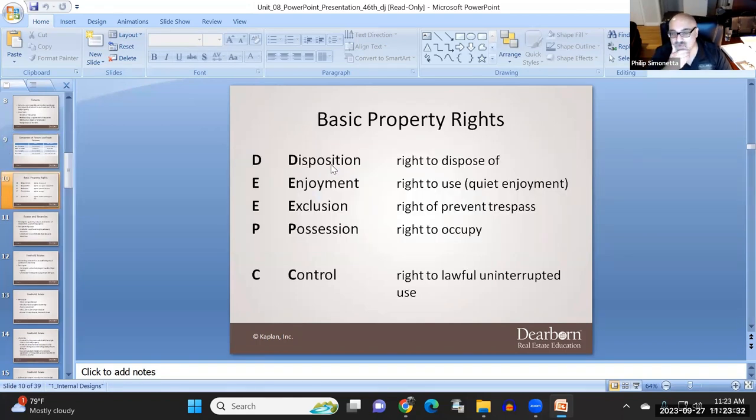Okay, so now we're going to talk about property rights. The acronym for the property rights is DEEP C.